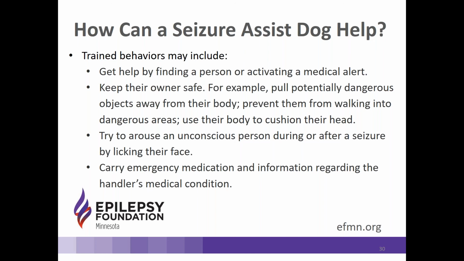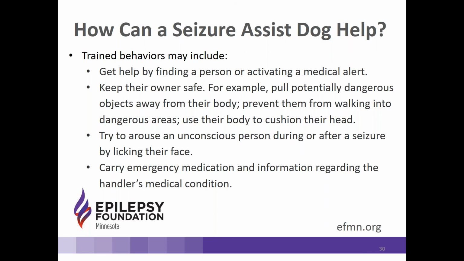They can be trained to keep their owner safe. They may be able to pull potentially dangerous objects away from their body if they're in the middle of a seizure. If they're having a seizure where they're able to walk around, but aren't aware of what they're doing, then the dog might be able to help them, keep them from walking into traffic or falling down the stairs. I've also seen and read of dogs who are trained to, if their owner is having a convulsive seizure and they're on the ground, put their body under their head so that they're not repeatedly hitting their head on the ground during the seizure.